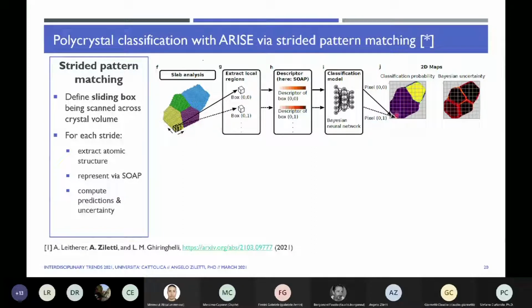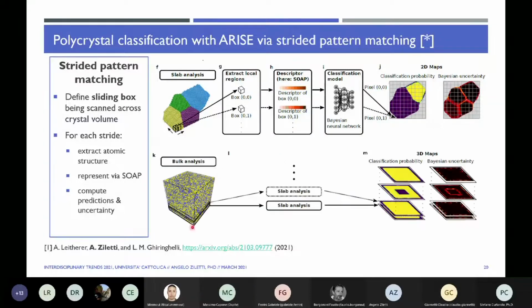And then at the end, you put all the boxes together, you see, and then you get a classification. So one box here, you take out the atoms that are there, and then you get the prediction for one pixel. And that's how it works. And you can do the same with a bulk. So you just have to slide the box in 3 dimensions. And then in this way, you can have true 3D maps where you have a classification for each slab. So that is how we do polycrystal classification.